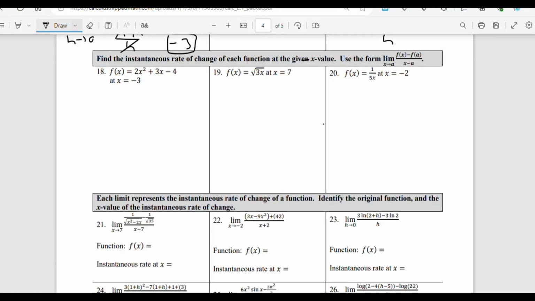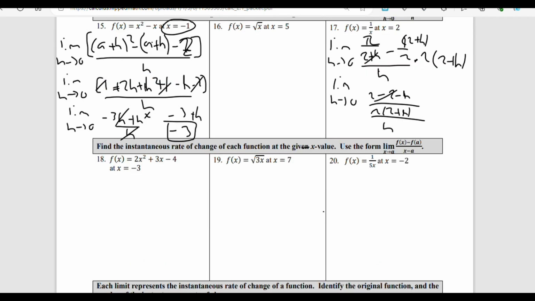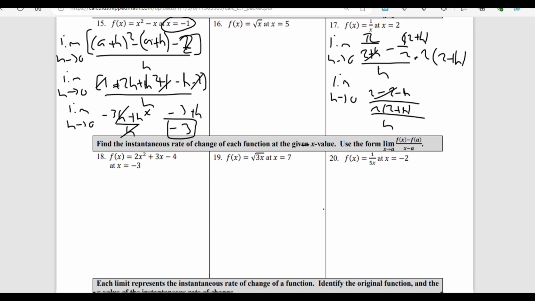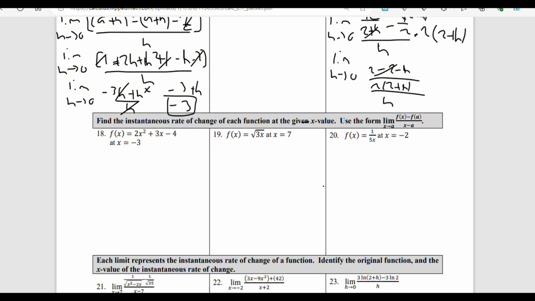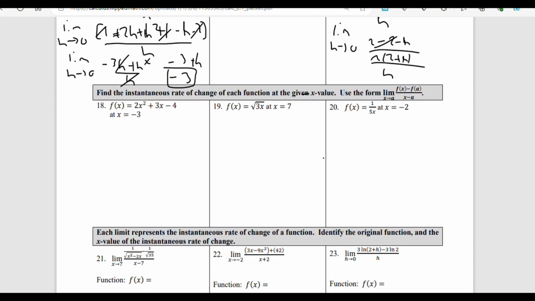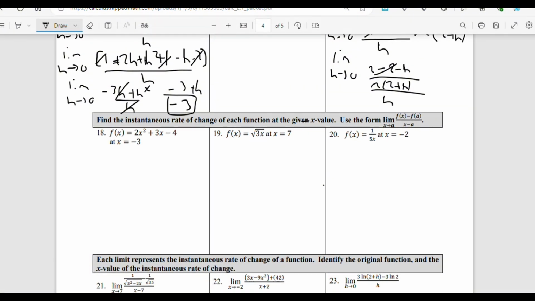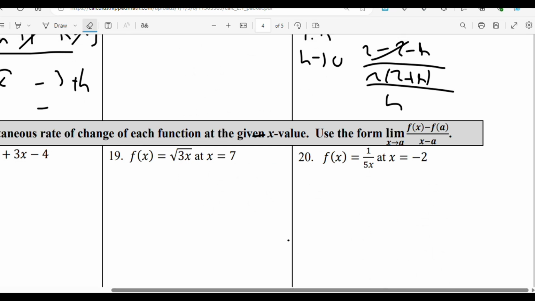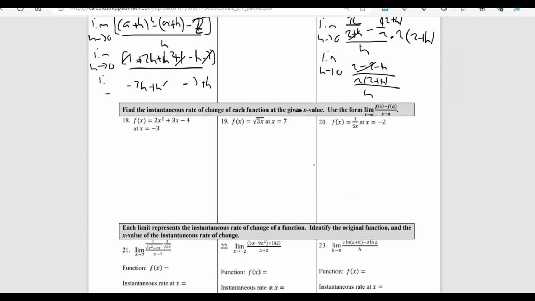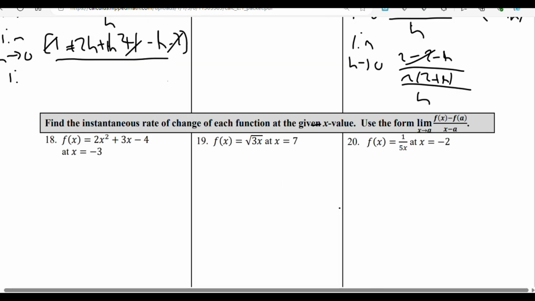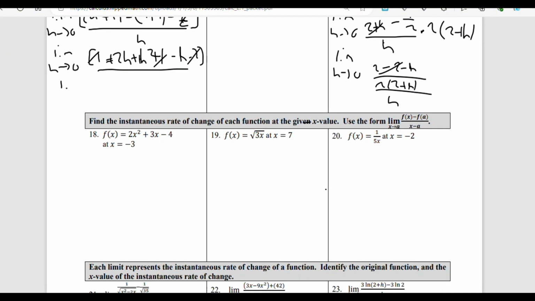Questions 18 through 20. Now we're using a different form, but we're still trying to find the instant rate of change. So notice the form is now limit as x approaches a of f of x minus f of a over x minus a. So first we kind of want to do this similar. We want to find our f of a.